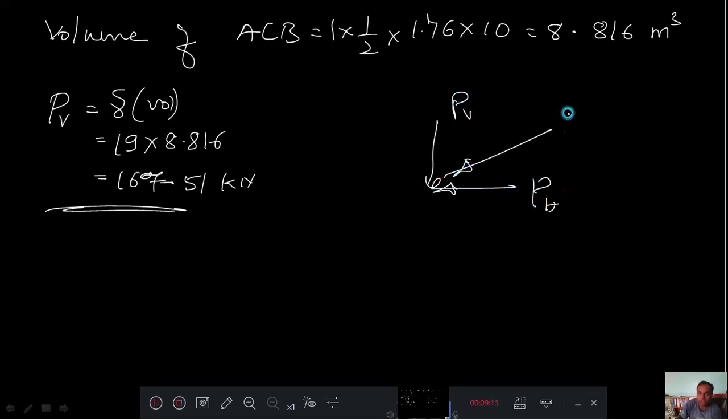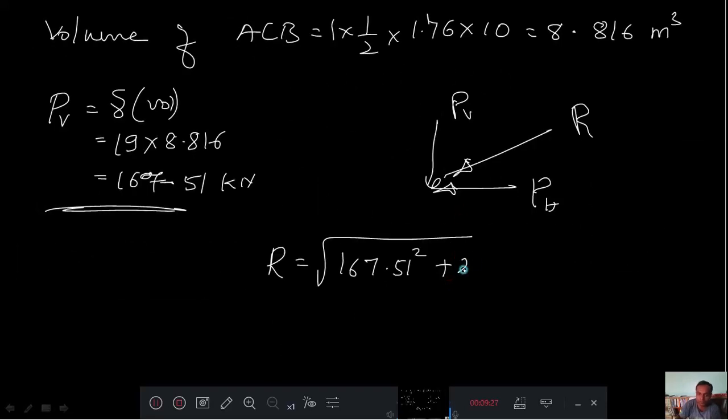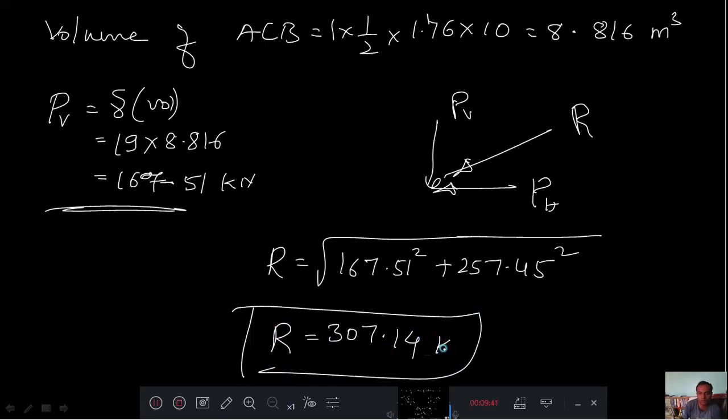Then you got PV and you got pH. Therefore the resultant R will be square root of PV square, 167.51 square, plus 257.45 square. Therefore the answer is 307.14 kilonewton. Check it.